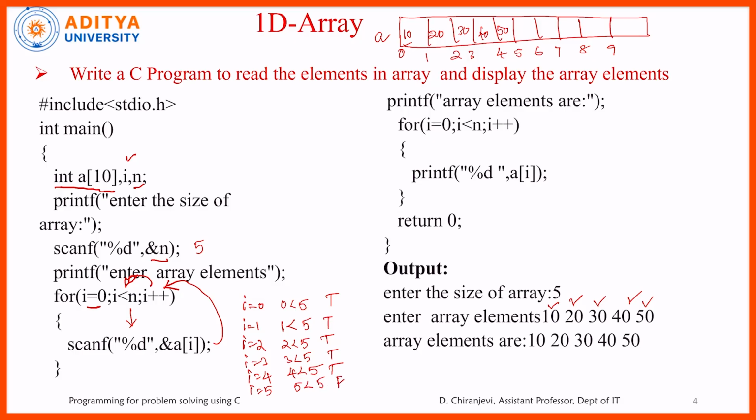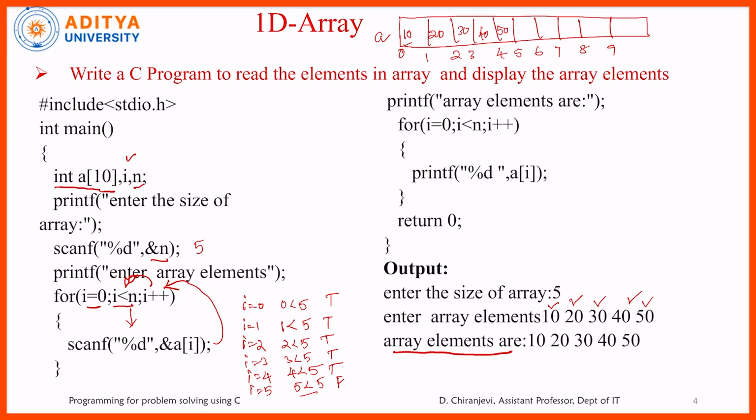If the condition is false, you will come outside the loop. When the condition i less than n, 5 less than 5, is false, you come outside the loop. Outside the loop there is a message, "array elements are", so that is printed. Now you have read 5 elements, and they are stored in the memory.